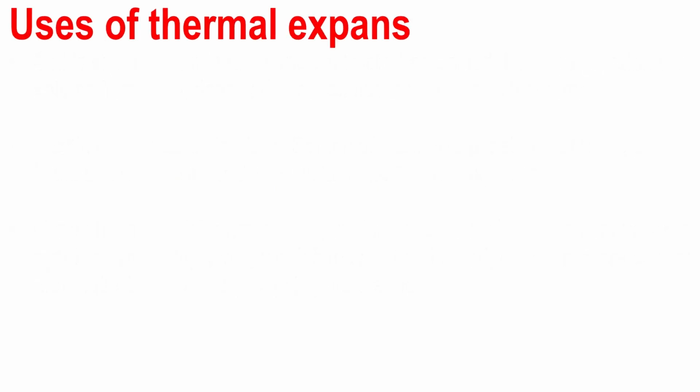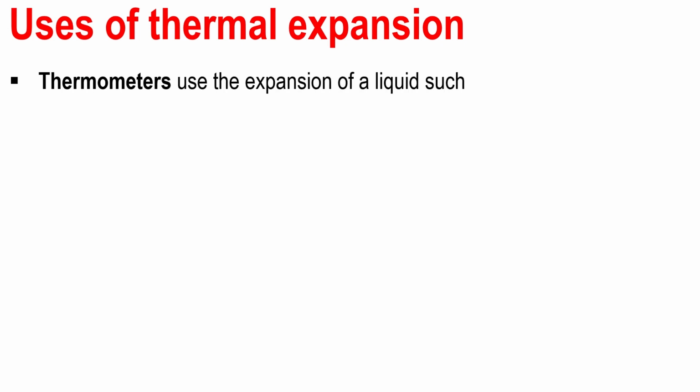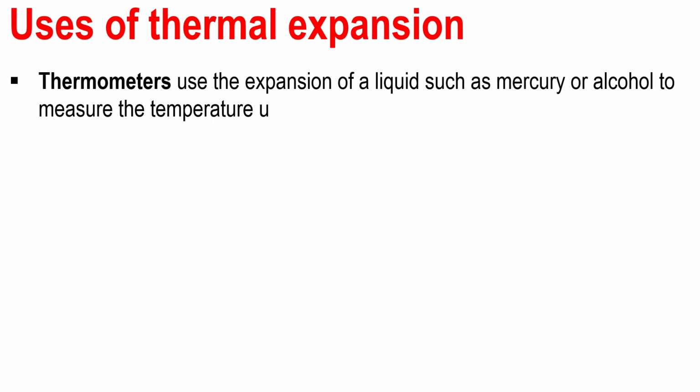Uses of thermal expansion. Thermometers use the expansion of a liquid such as mercury or alcohol to measure the temperature using a calibrated scale.